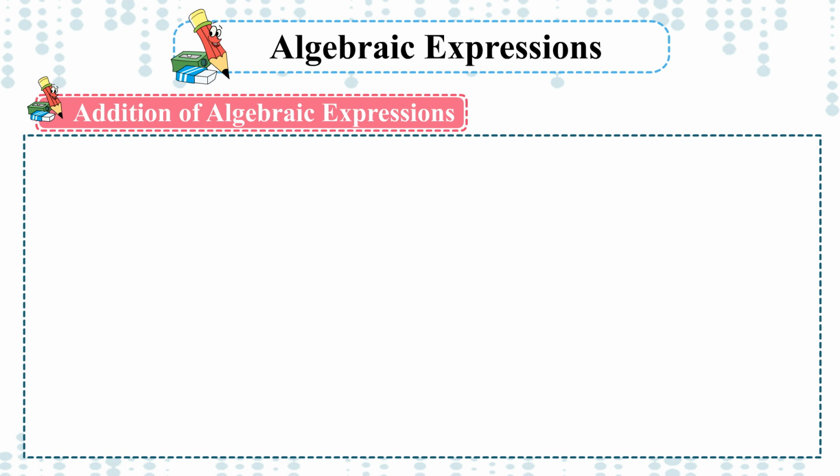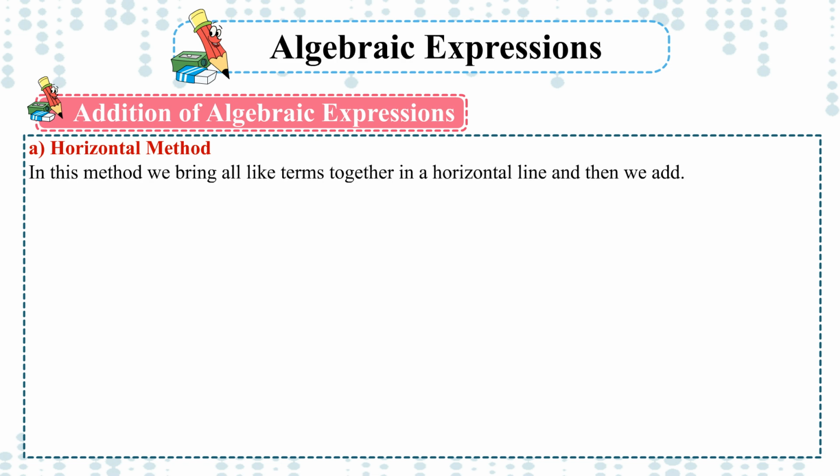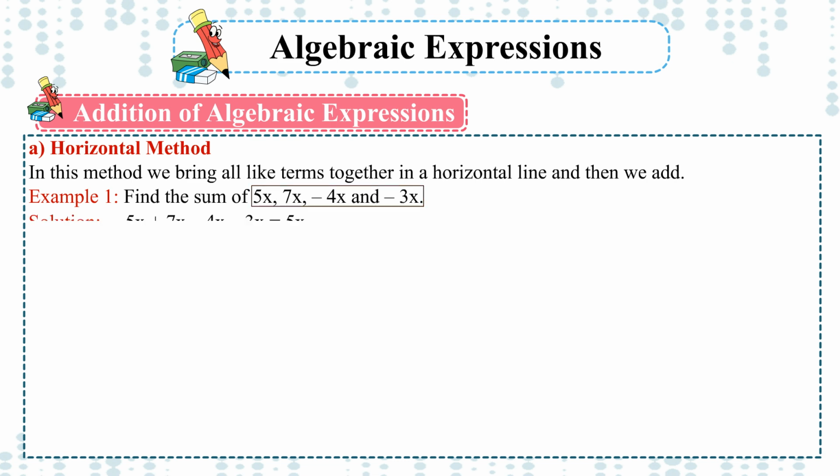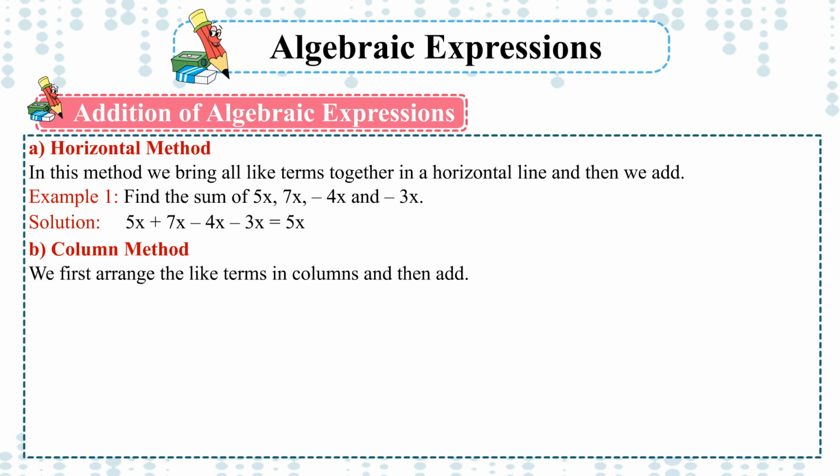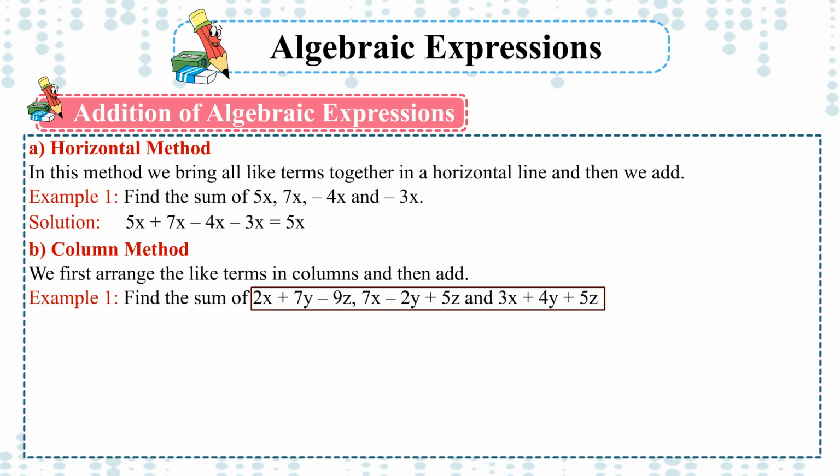Example 1. Find the sum of 2x + 7y - 9z, 7x - 2y + 5z and 3x + 4y + 5z. Solution. Write all the like terms in a column and then add vertically, that is x under x, y under y and z under z. 2x + 7y - 9z, 7x - 2y + 5z, 3x + 4y + 5z. Sum: 12x + 9y + z.